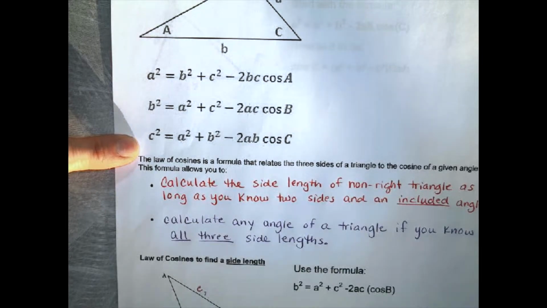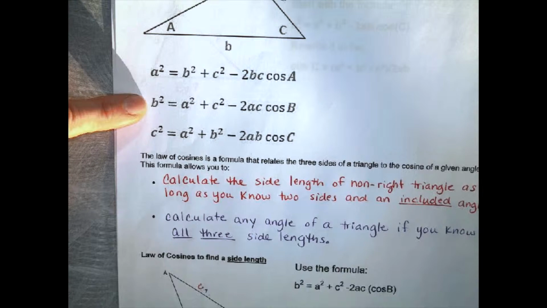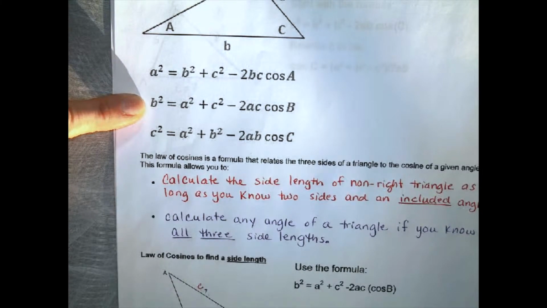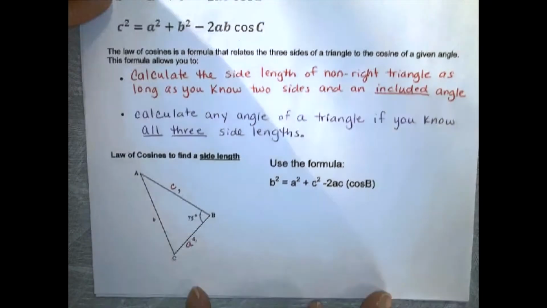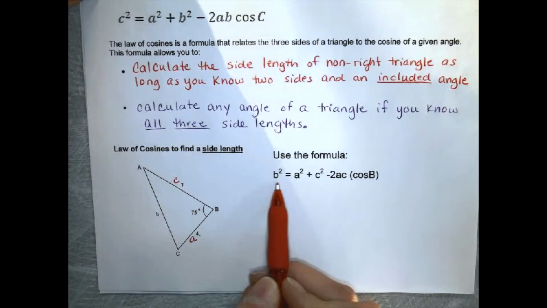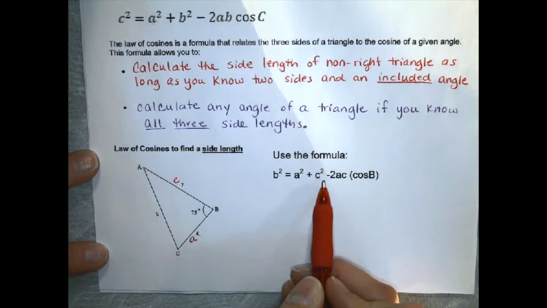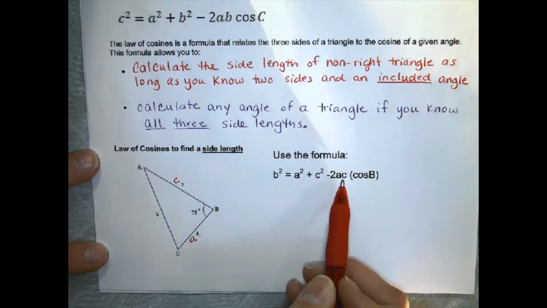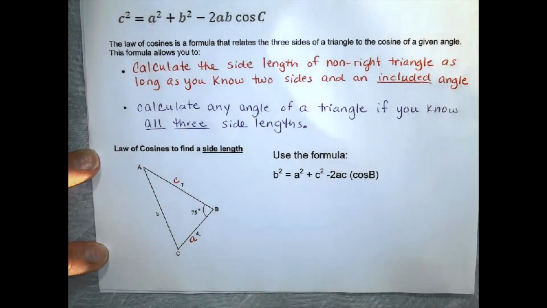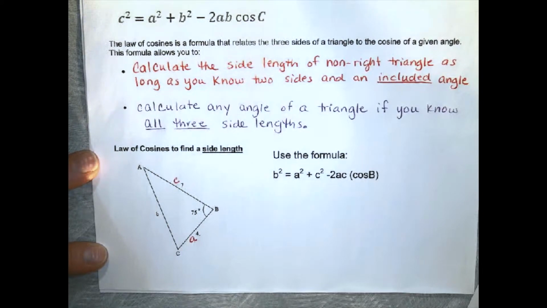So in this case, since we are interested in side B, we're going to use the law that starts with b squared. So I have my formula here, b squared equals a squared plus c squared minus 2 times a times c times the cosine of b. So I'm going to simply start by plugging in what I know.